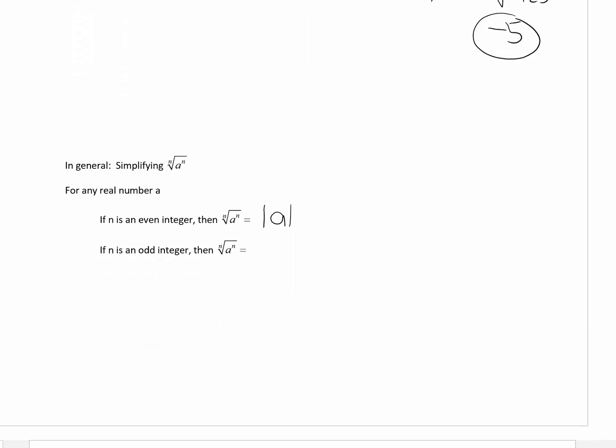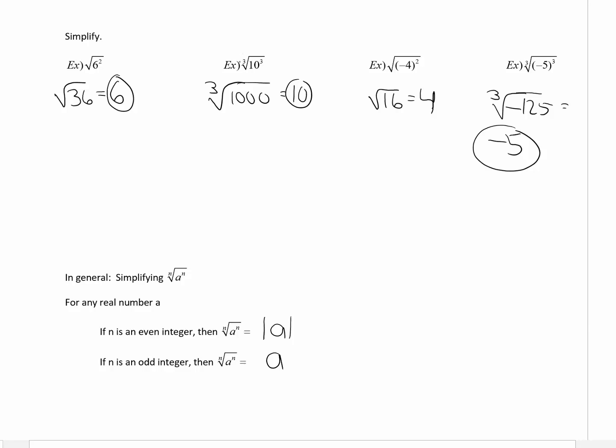Now, if n is an odd integer, then the nth root of a to the n is just equal to a. So let me show you above. This is an odd index. It ended up being 10 cubed. Our answer was 10. When it was negative, again an odd index, notice our answer was exactly the same as what was in the parentheses here.